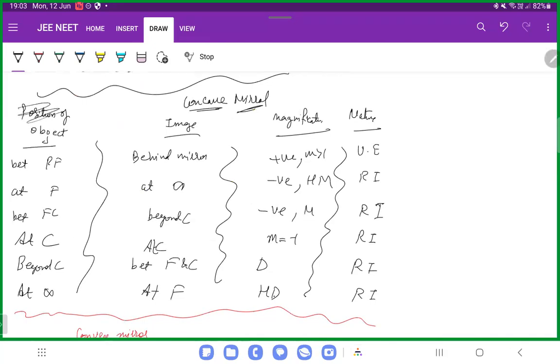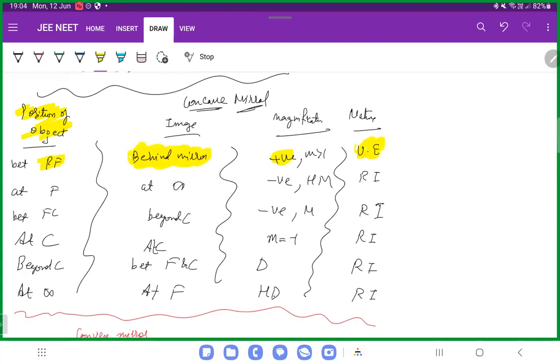Position of object when it is between principal focus and pole. When it is between principal focus and pole, it will become a positive value. So the image will obviously be virtual because it's behind the mirror, inside the mirror. We are getting a virtual image.